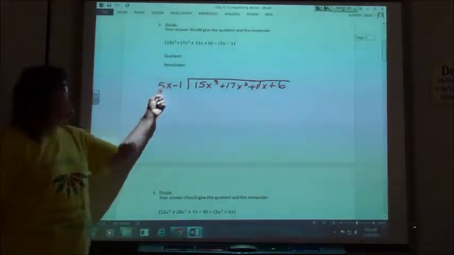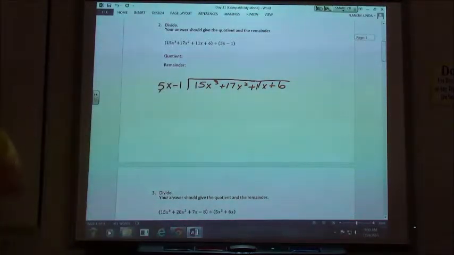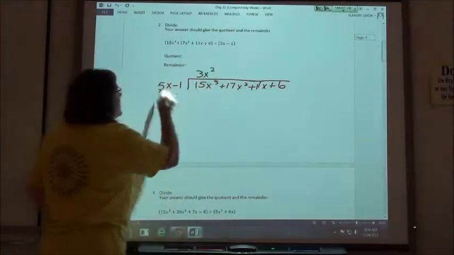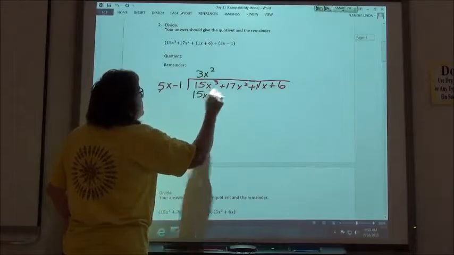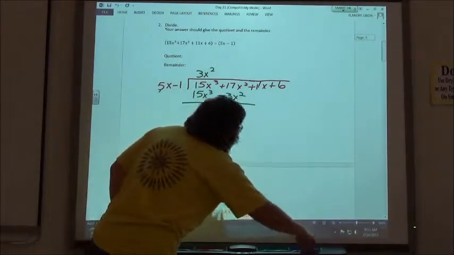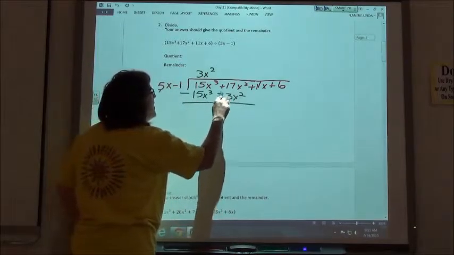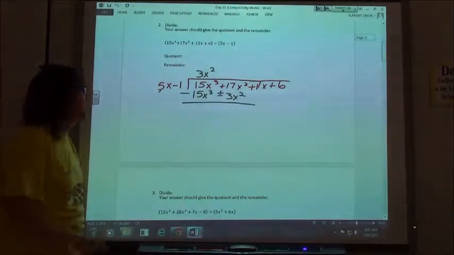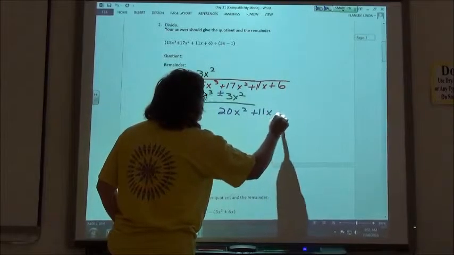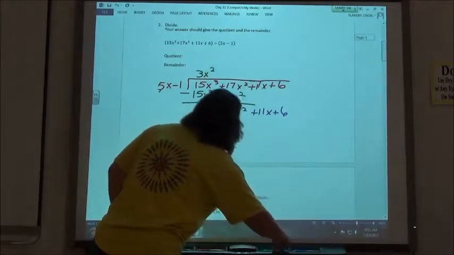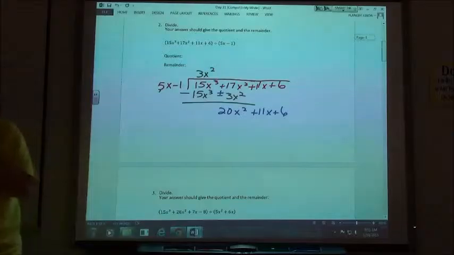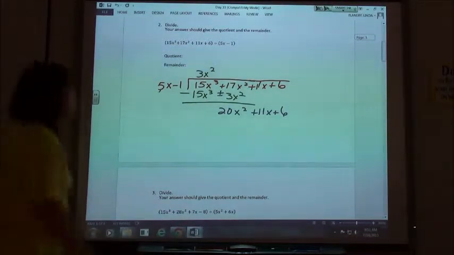So what times 5x would give you 15x to the third? 3x squared. We would then get 15x cubed minus 3x squared. But then we have to subtract. So we change our signs, and we're going to bring down 20x squared plus our 11x plus 6. So what times 5x gives you 20x squared? Positive 4x.